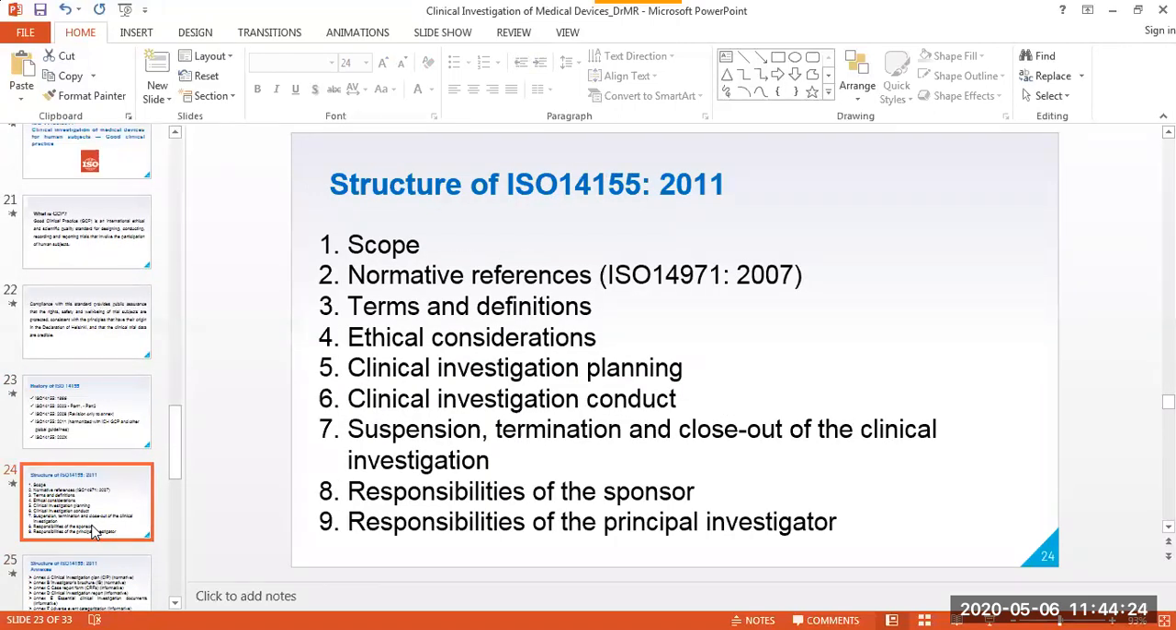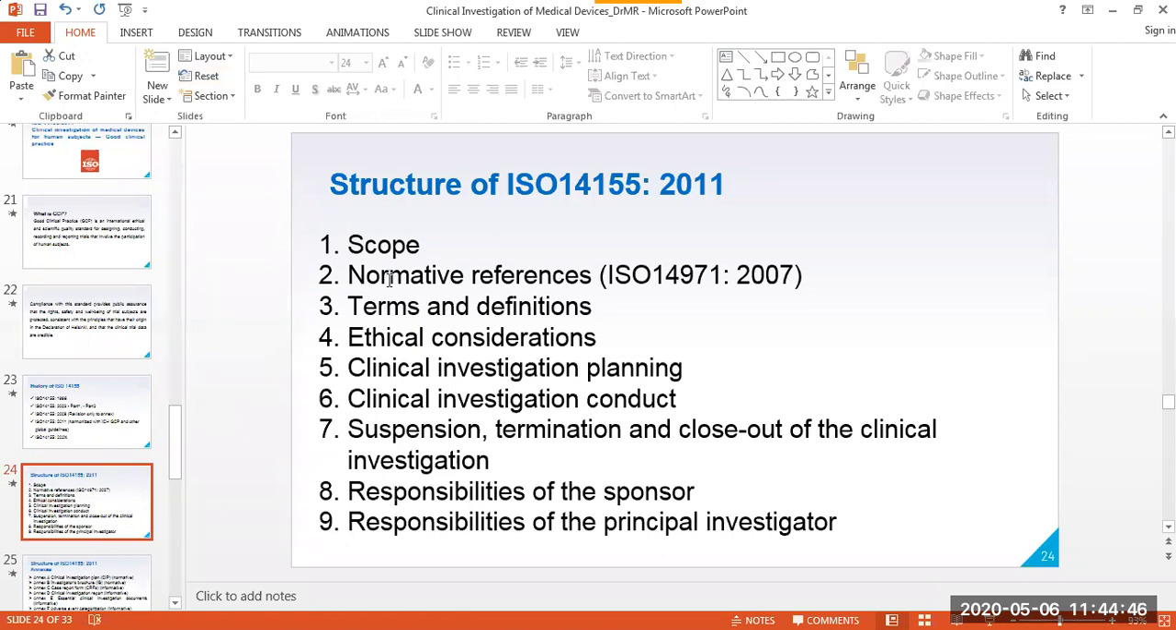Right. So what is the structure of this ISO 14155 2011? What are the different outlines? What are the different headings that form the structure of this clinical investigation of a medical device? It has 9 important topics for this ISO 14155.